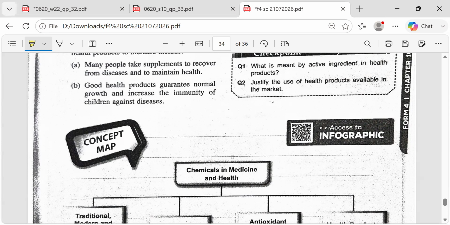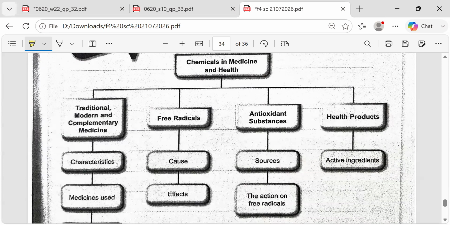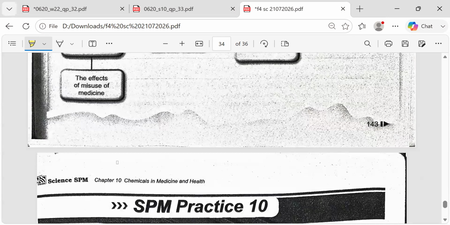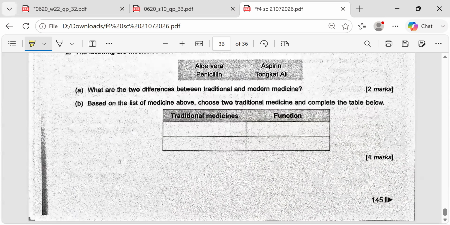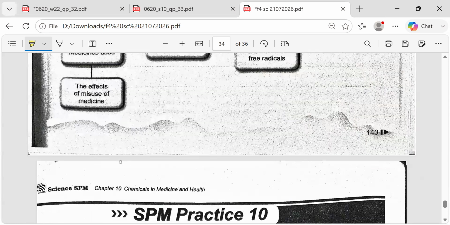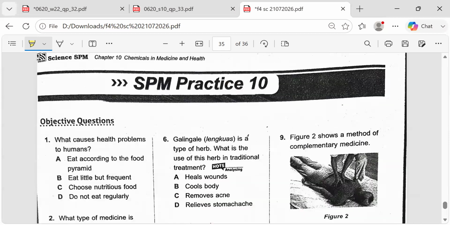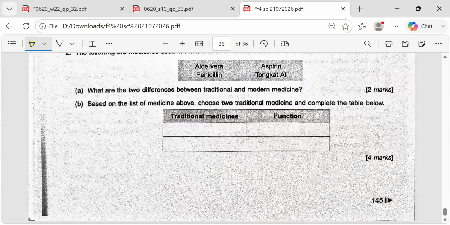The different kinds of food. You're not supposed to eat so much flour. It's very, very, very bad for health. So, can you understand? Okay, so can you try and do these questions here? SPM practice 10. It's not very hard. You do the few pages, then we discuss.